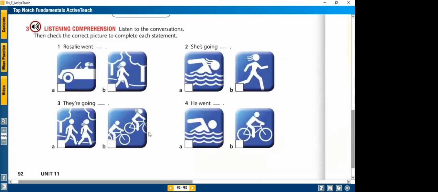Listening comprehension. Listen to the conversations, then check the correct picture to complete each statement. So we have number 1, Rosalie went. We have to write the complement. Number 2, she's going. Choose the complement, A or B. They are going, choose the complement, A or B. And number 4, he went, choose the complement, A or B. Okay, Lilian, tell me, what activities do we have in here?